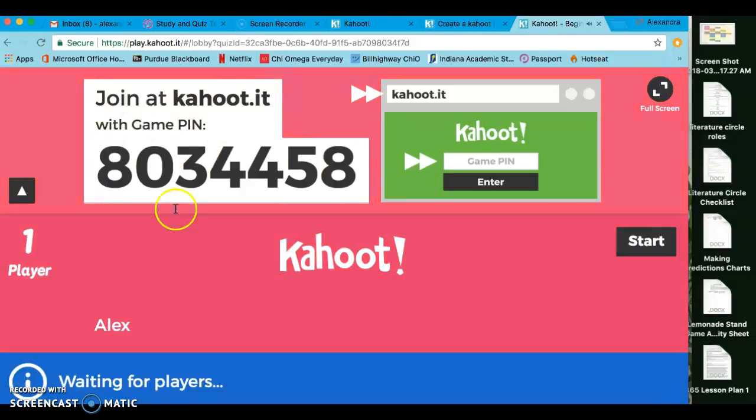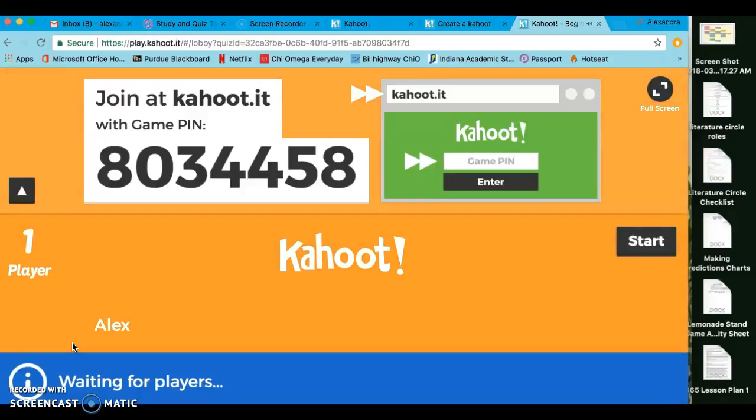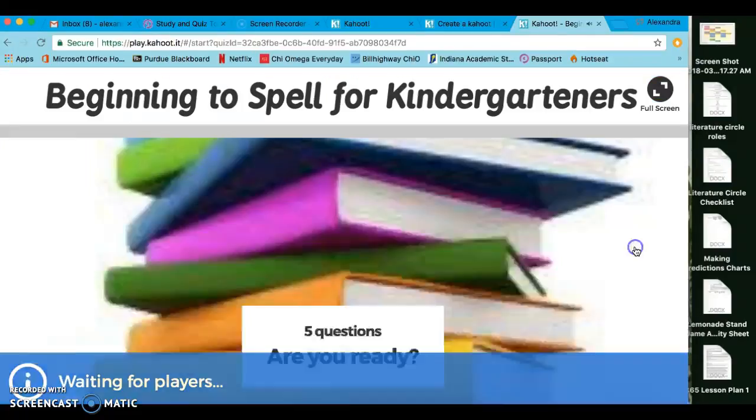So students would enter this code, and then they can enter like a nickname, and so basically students are competing against each other for points. So it's really fun, and it allows the students to be really engaged in what you're teaching or what they're reviewing. And so you can see that I have entered the game here, and we can go ahead and start.